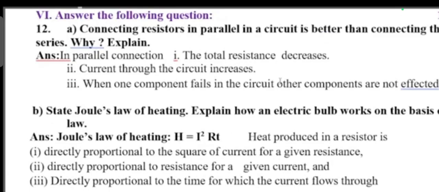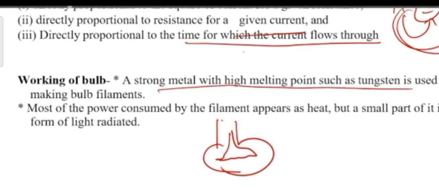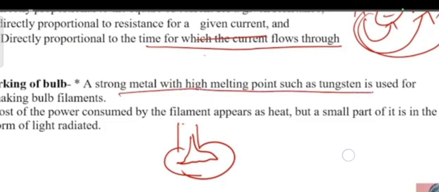Next, B. State Joule's law of heating. Explain how an electric bulb works on the basis of the law. So Joule's law of heating: H = I²Rt. Heat produced in a resistor is directly proportional to the square of the current, directly proportional to the resistance, and directly proportional to the time for which current flows through it. Working of a bulb. How a bulb works.